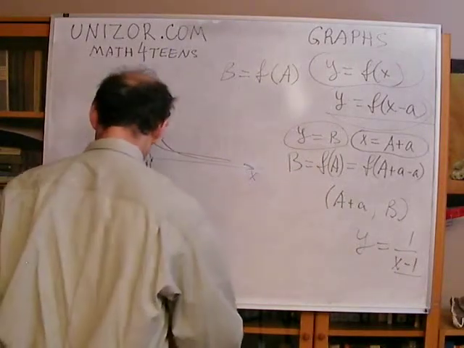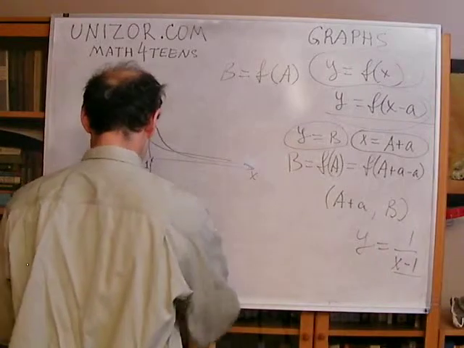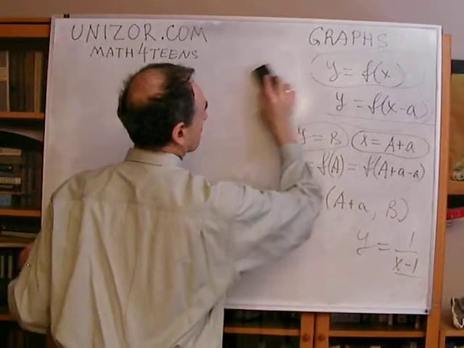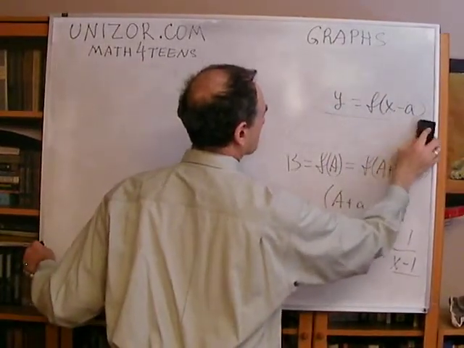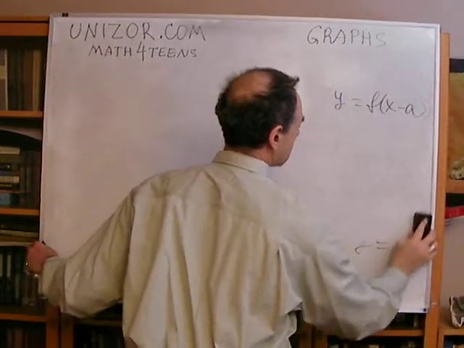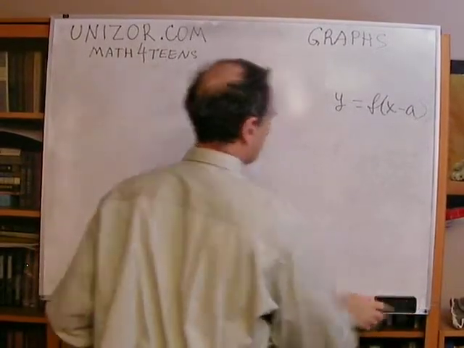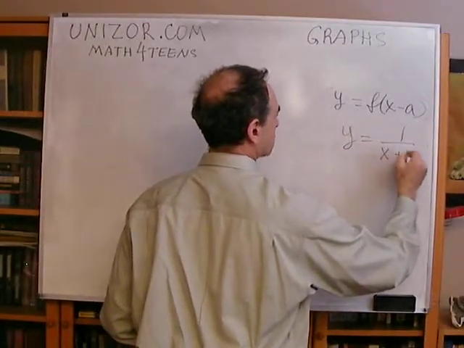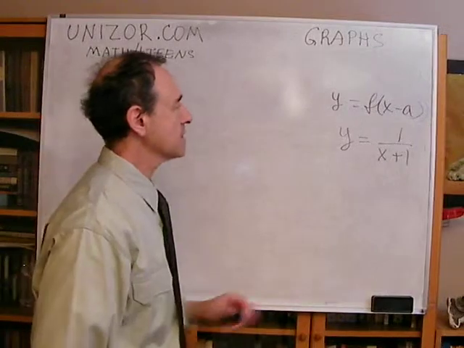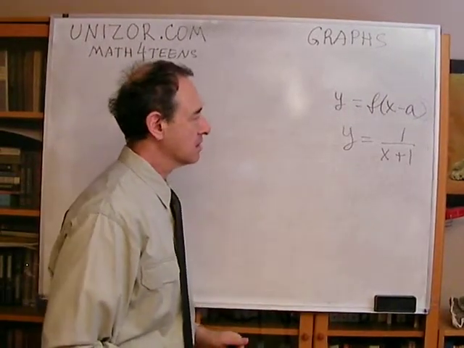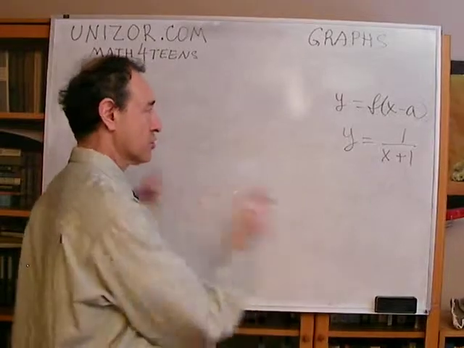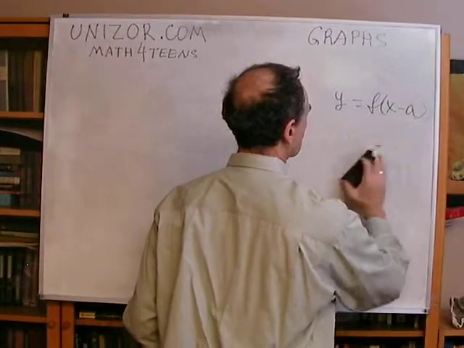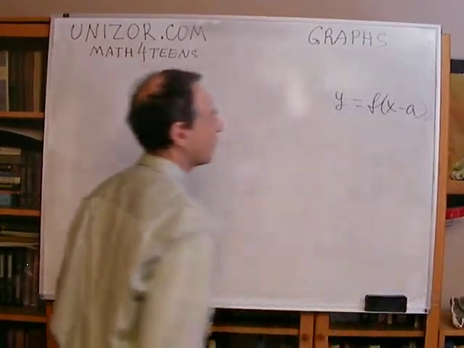Okay, that's basically it. So we know how to deal with this type of thing. Well, as an example, if you have y is equal to 1 over x plus 1, well, obviously, in this case, a is equal to minus 1, so it should be shifted to the left. That's kind of obvious, right? So we know how the function behaves if you shift an argument to the left or to the right.